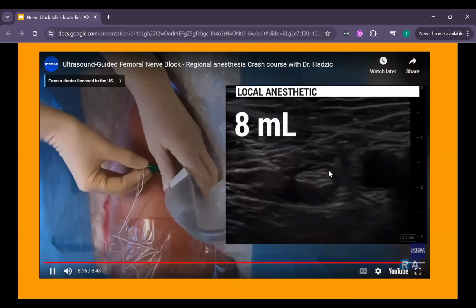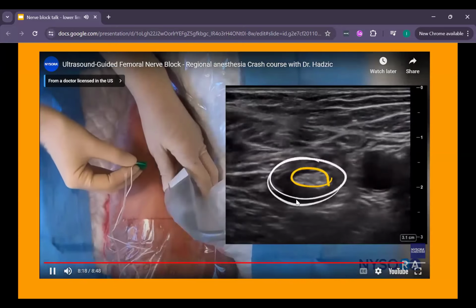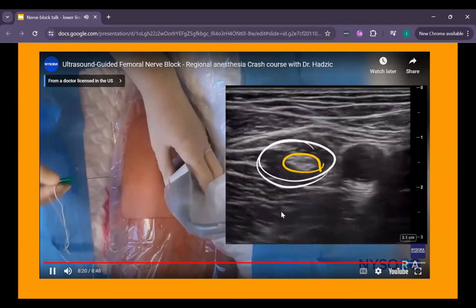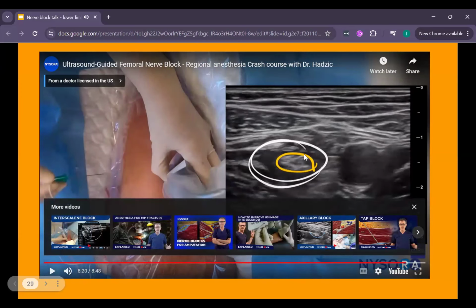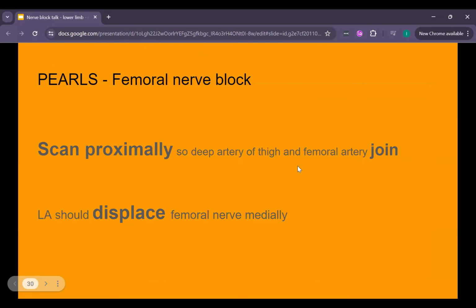So here, because they've enveloped the femoral nerve quite well, with just 8 mils of local anesthetic, that's all they need. If the images aren't quite as nice as that, or you don't get that nice enveloping, I'd still use upwards of 20 mils of local anesthetic. Again, with those concentrations that we've mentioned.